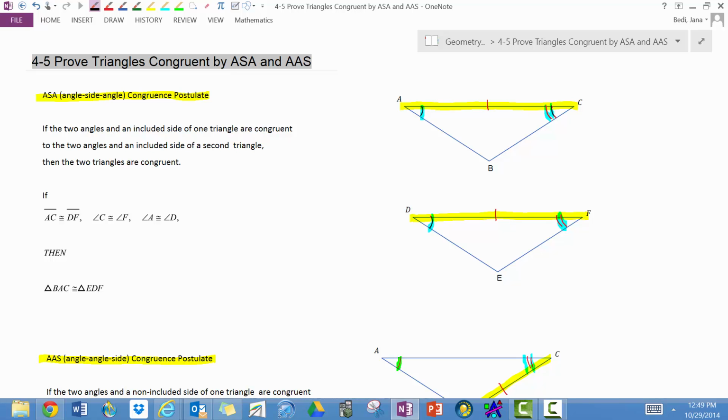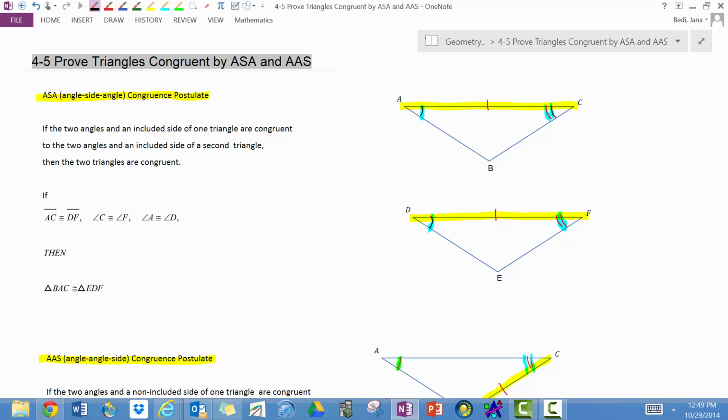So the very first one, you notice that segment AC is touched by the two congruent blue angles, and segment DF is also touched by the two blue angles. It is included between the two congruent angles, the two blue angles. So this is angle, side, angle.